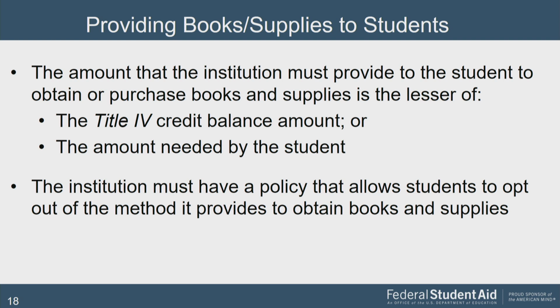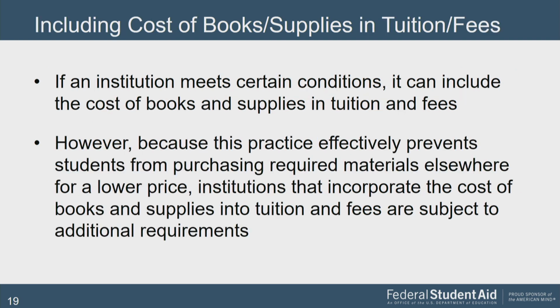One important thing, though, is that even if you have this policy, you do have to have a way for students to opt out of that method that you provide. And so you have to allow the student to get the books and supplies in some other way. And if you do that, you have to ensure that they're not being charged the same amount, that you're giving them the appropriate amount of Title IV credit balance funds to purchase the materials on their own, if indeed they are eligible for that.